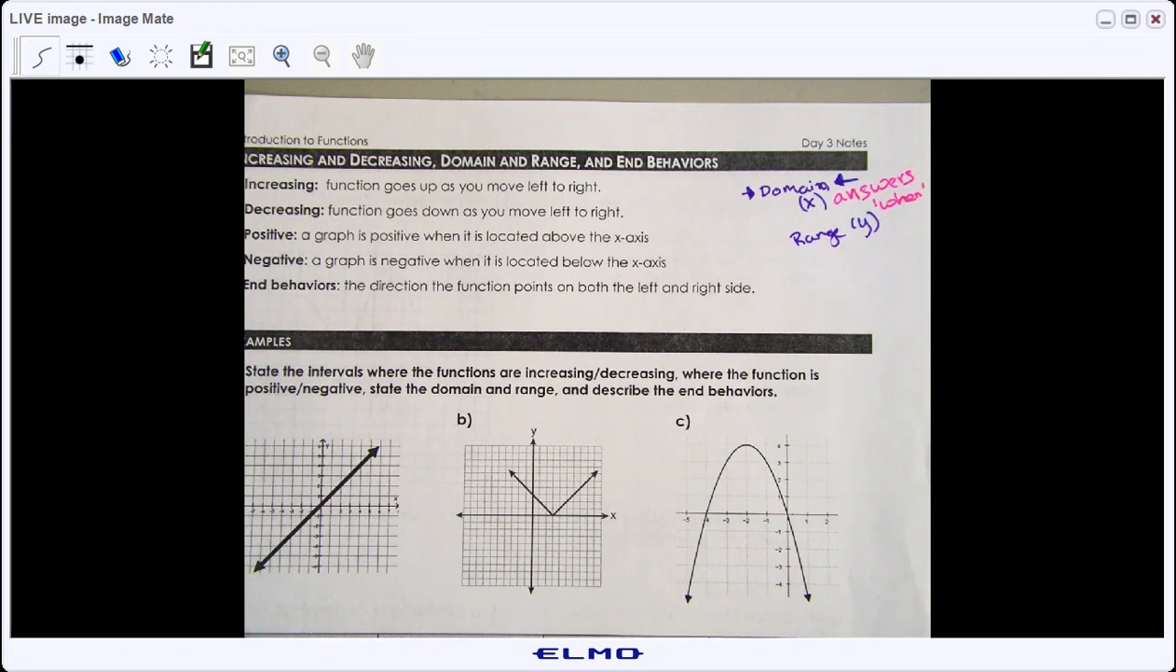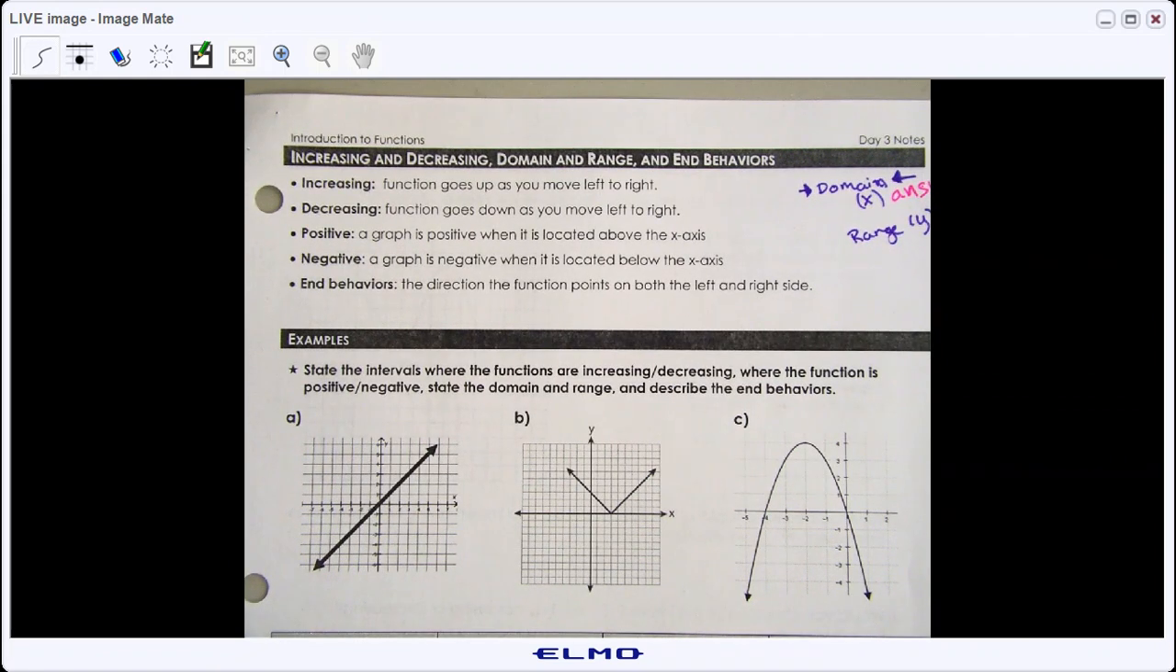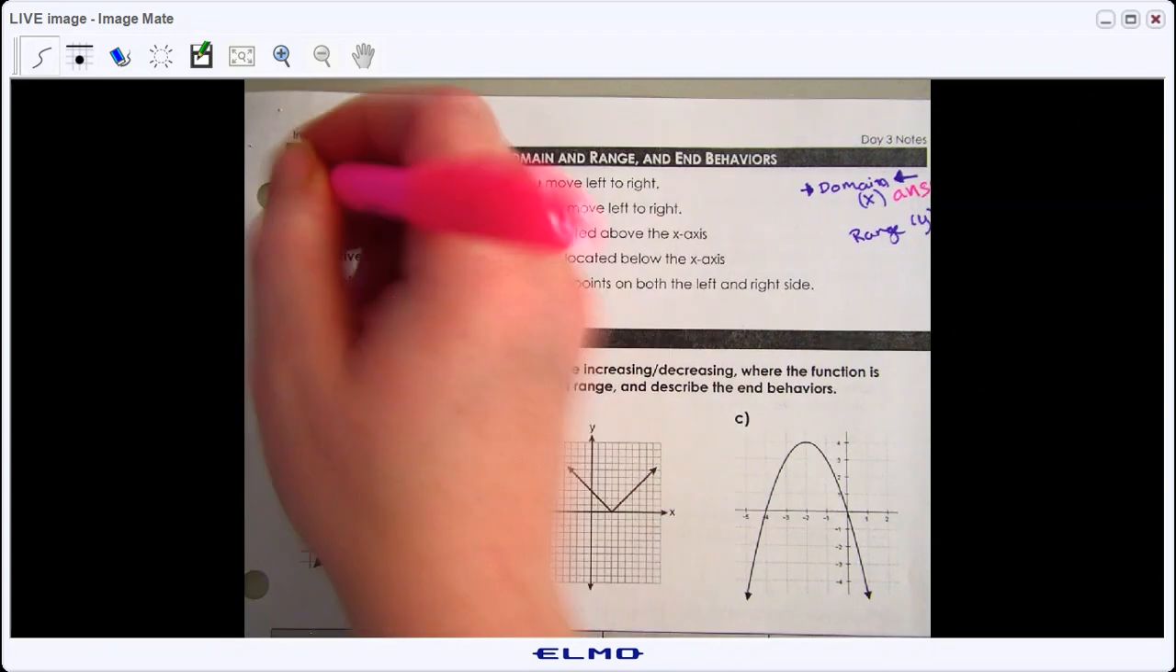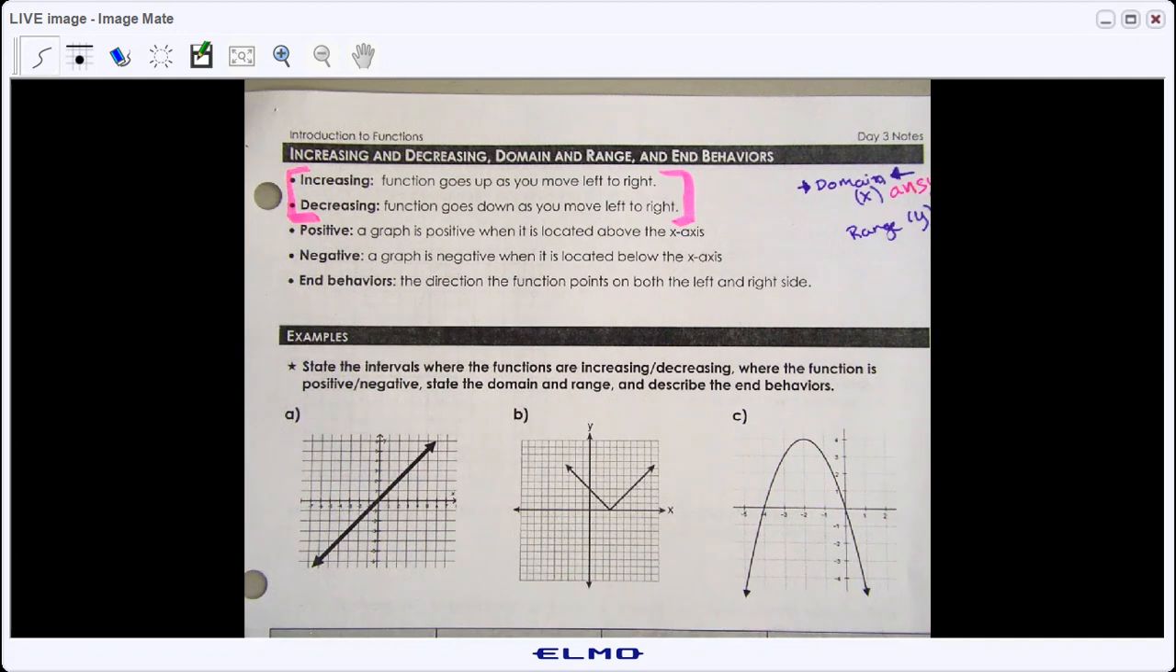When we are analyzing our graphs, we're always going to look at the graph from left to right, just like when we're reading a book. Increasing and decreasing tell us what direction the graph is going. Is the graph going up, in which case it's increasing, or going down, in which case it is decreasing? Your graph can have increasing and decreasing parts, it just can't be happening at the same point in time. As we look left to right, which way is it going? Is it going up or down?